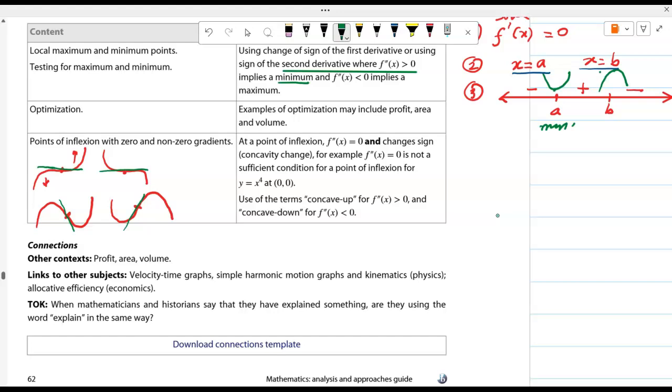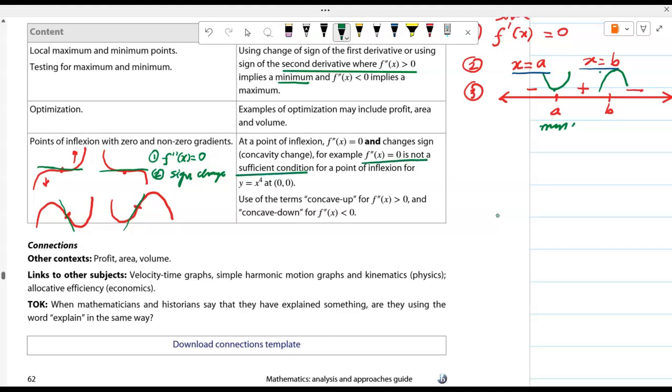So if you have a horizontal point of inflection, your second order derivative is 0. Remember there are two things you need to do. There's a sign change. Two things are there for point of inflection. There should be a sign change and second order derivative 0. Remember, it's given over here clearly. F double dash x is not a sufficient condition.